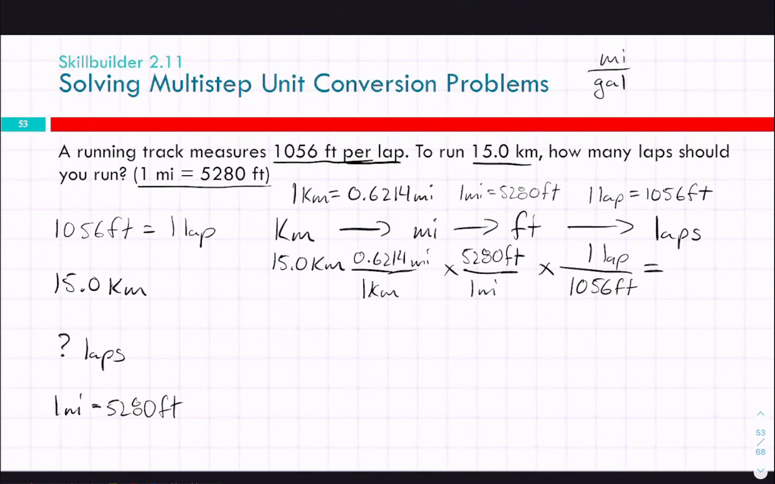Yeah, so we'll multiply 15 times 0.6214 times 5,280 divided by 1,056, and that'll give us 46.605 laps. We only have 3 sig figs, so 46.6 laps, or 4.66 times 10 to the 1 laps.